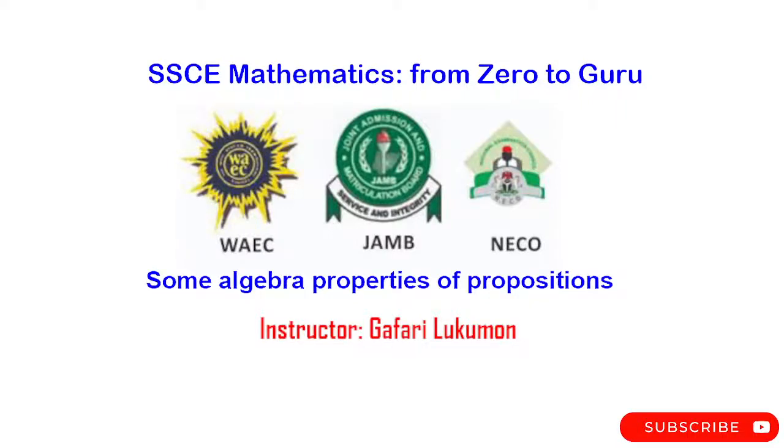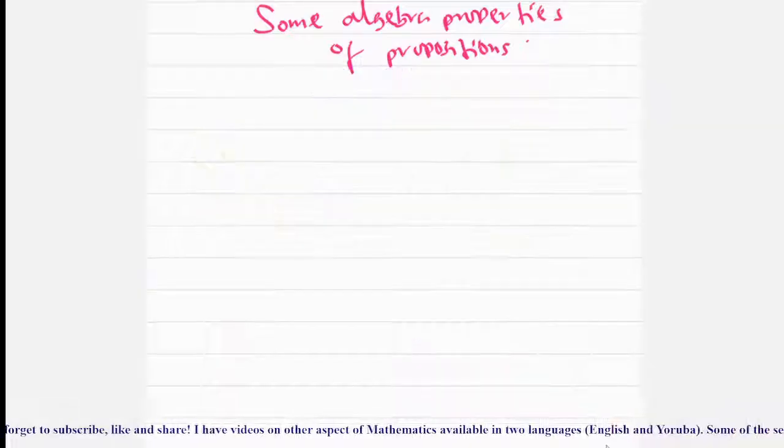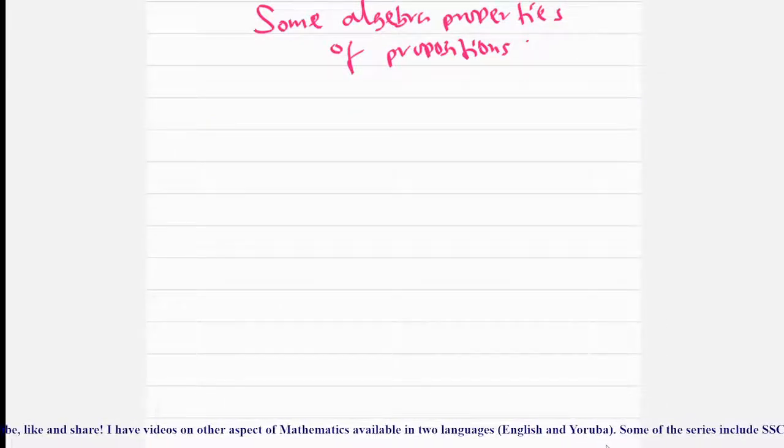Hello everyone, welcome back. In this video, I'll be taking you through some algebra properties of propositions. There are some properties guiding propositions, just like your own numbers. Recall, propositions have connectives and we have five of them: the negation, conjunction, disjunction, the implication and biimplication.